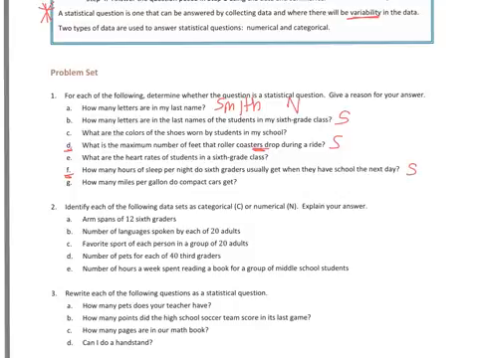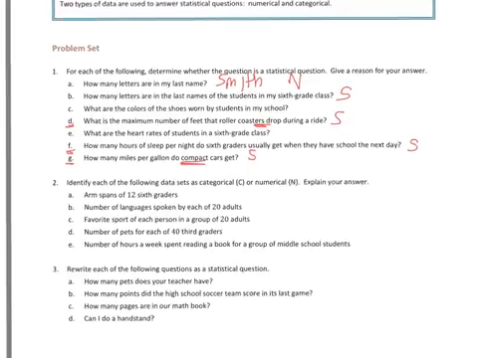The very last one that we'll look at is G for this section. And it says, how many miles per gallon do compact cars get? This will be statistical because not all compact cars get the exact same. Some get better gas mileage than other ones, so that's why we can put it as statistical, because we know that the data is going to change.